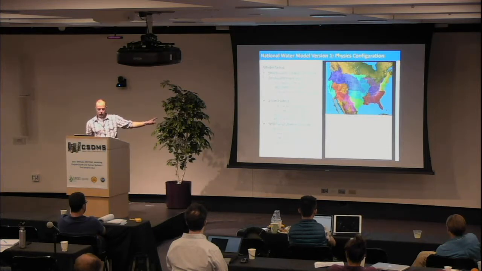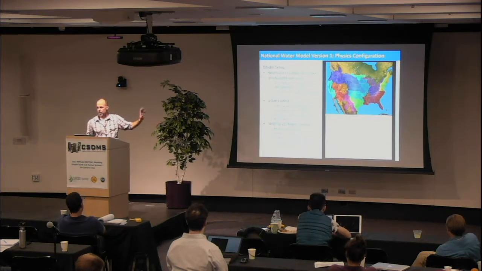The only other thing I'll say is that the channel routing as we're doing it right now is fairly simplistic. It is a hydrologic-based methodology, which uses this Muskingum-Kunge-based methodology. It's quite old. But for the first implementation of the model, we need something that was fast and stable. And so this was amenable.